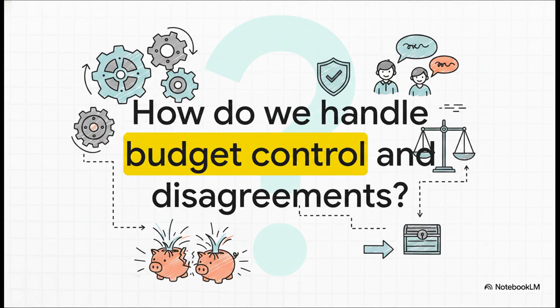Next, people usually wonder about the actual mechanics. They ask, how is the budget controlled in practice? What happens if there's a disagreement? And what do we do about out-of-budget expenses?